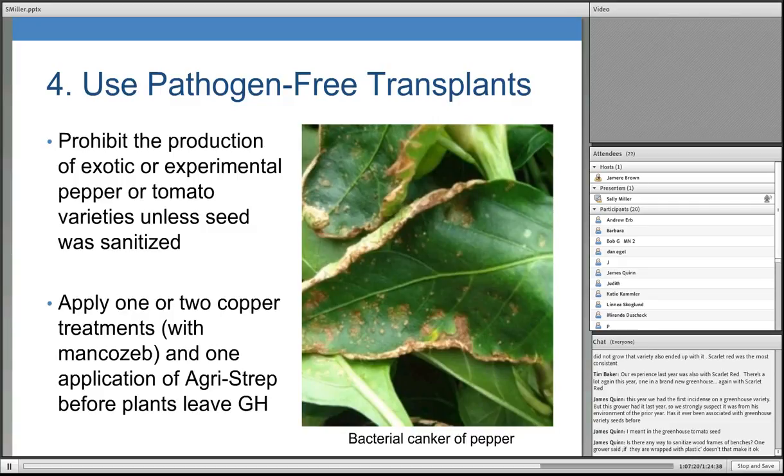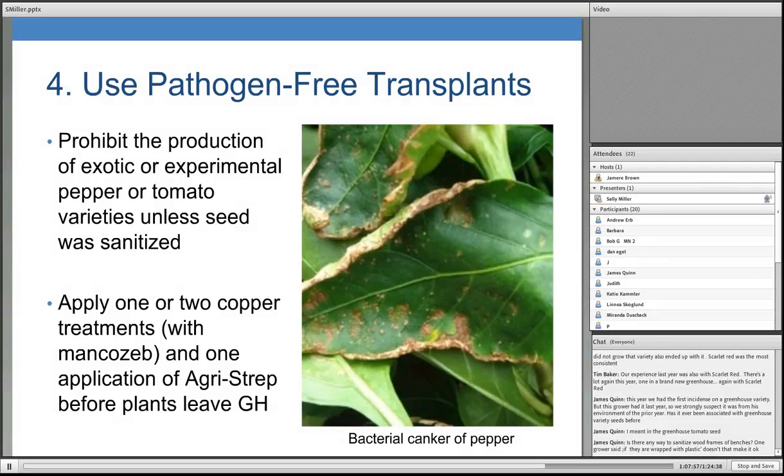The other thing I want to mention is application of crop protectants, and this has been recommended by Dr. Mary Hausbeck for a long time: apply one or two copper treatments that may or may not contain mancozeb. Mancozeb we usually recommend. And then also an application of agarstrep, which is an antibiotic, streptomycin, before the plants leave the greenhouse. Now, agarstrep is only allowed to be used in the greenhouse, so that's the only opportunity to use it. It's a good idea to use it because it's a different mode of action, certainly, than copper. So one or two copper treatments and one application of agarstrep.